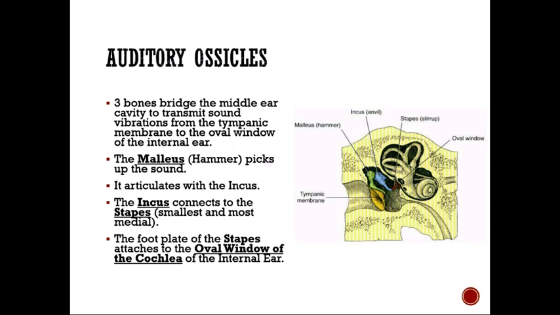The auditory ossicles are the three bones that bridge the middle ear cavity to transmit sound vibrations from the tympanic membrane to the oval window of the middle ear. We see here the malleus, or the hammer, which picks up the sound. It articulates with the incus, or anvil, and the incus then connects to the stapes, which is the smallest and most medial, and has the shape of a small stirrup. The footplate of the stapes attaches to the oval window of the cochlea of the internal ear.